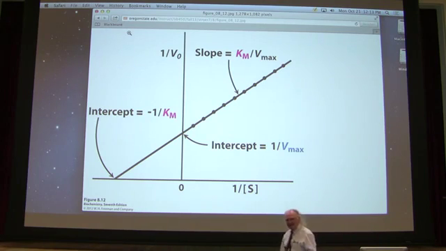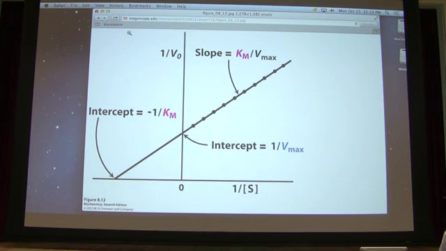Yes? I'm just curious, I didn't catch that maybe. How did you graph this? How did I graph this? I took all the values I had before, and I took the reciprocals of them. I had velocities, I took the reciprocal of velocity. I had substrate concentrations, I took the reciprocal of the substrate concentrations, and then I plotted them on this plot. That's where this data came from. Okay?